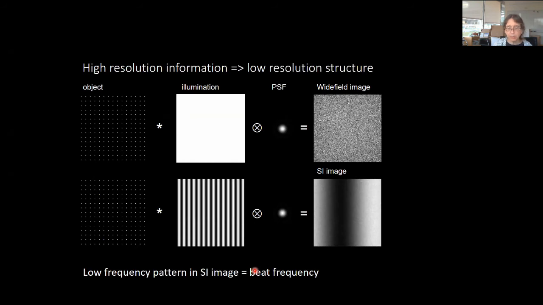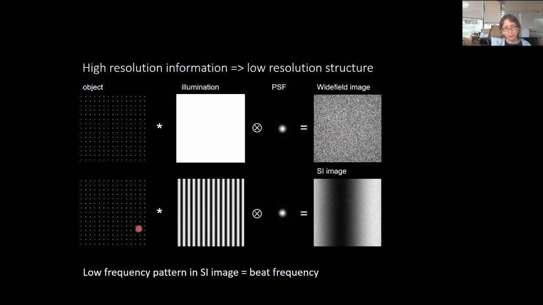Here's the canonical structured illumination picture. This is simulated data. I have a high resolution object, and when you illuminate it with wide field illumination and convolve with a point spread function, you get an image with no high resolution information in it for my simulated objective. But if you take the same object and illuminate with sinusoidal illumination and convolve with the point spread function, you get this funny looking image. What this is, is a picture of the beat frequency between the sinusoidal illumination and the structure in the object along the x-axis.